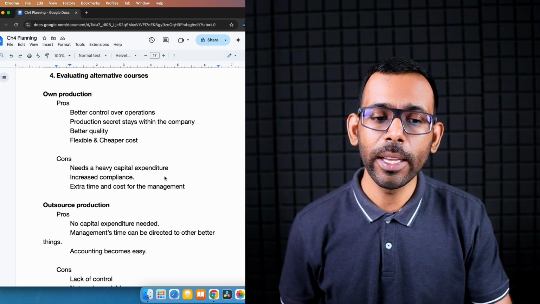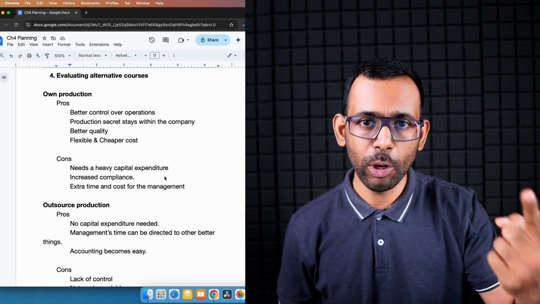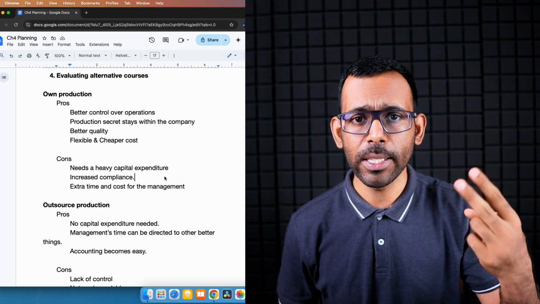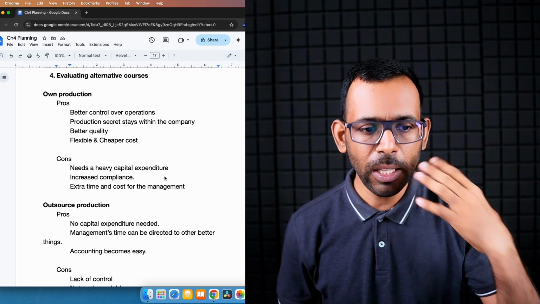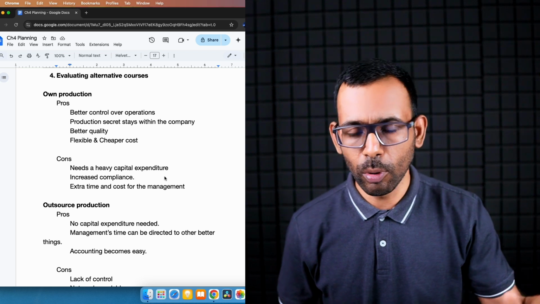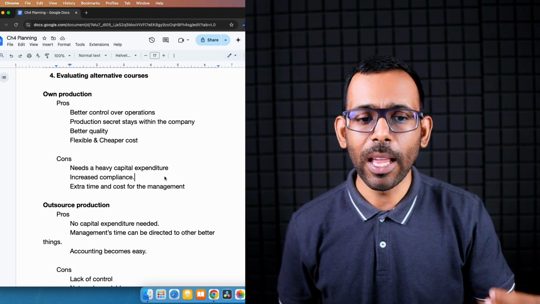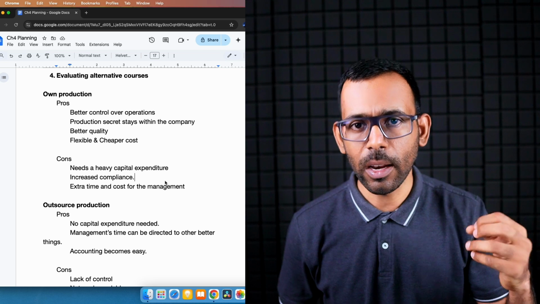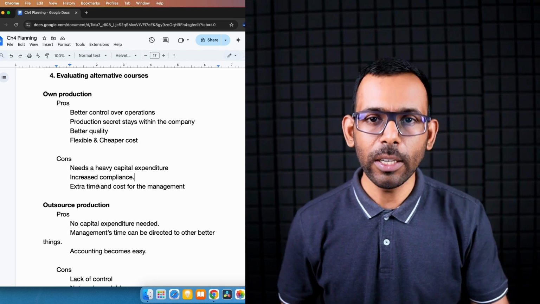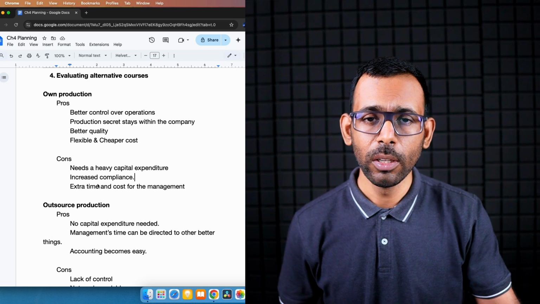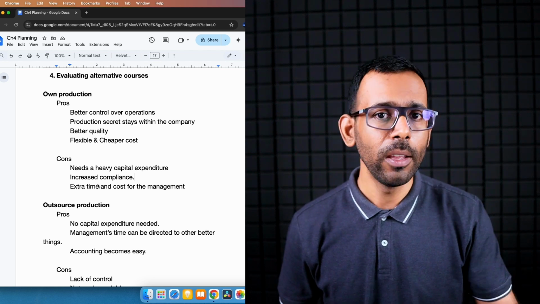And then you have increased legal compliance. You have to adhere to the Minimum Wages Act, you have to adhere to the Factories Act, you have to adhere to a lot of Licensing Acts, the Food Safety Act, many things you have to adhere to, and those legal compliances will have extra cost for you, and it is extra headache for you. So extra time and extra cost for the management. So these are the drawbacks of doing the production aspect all by ourselves.